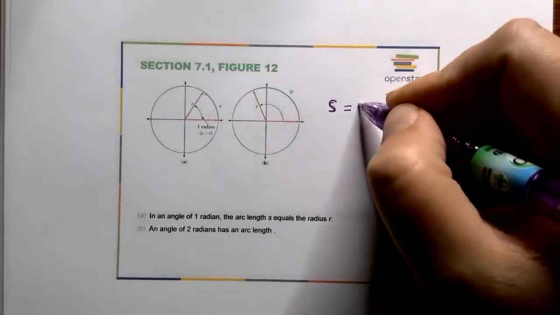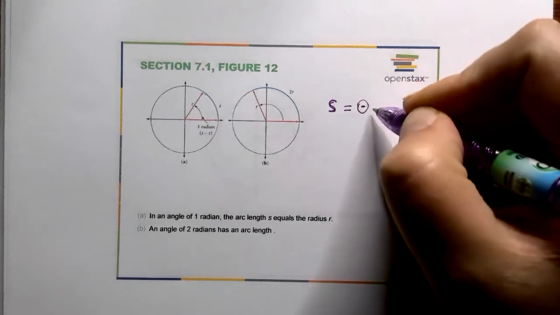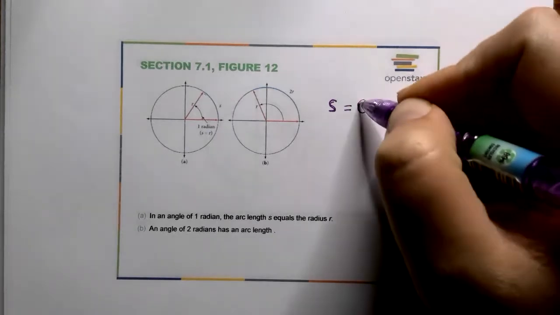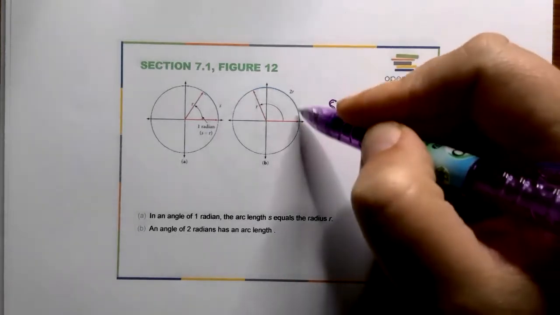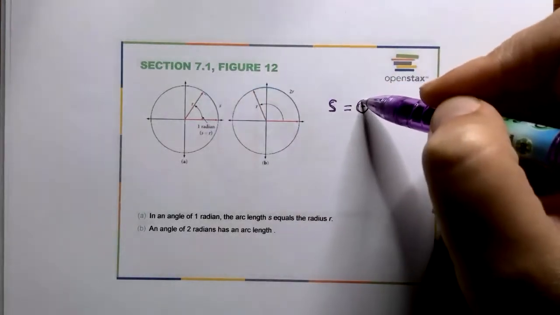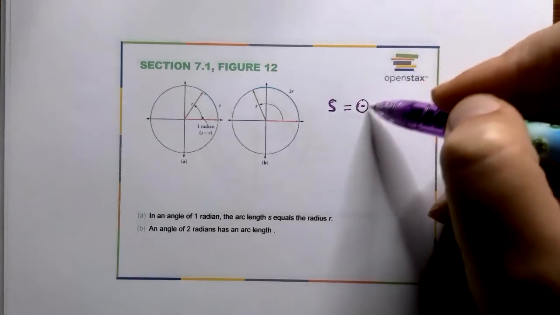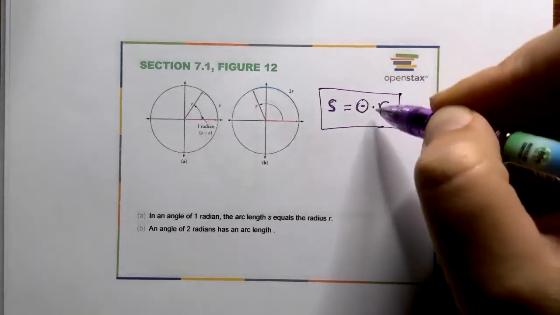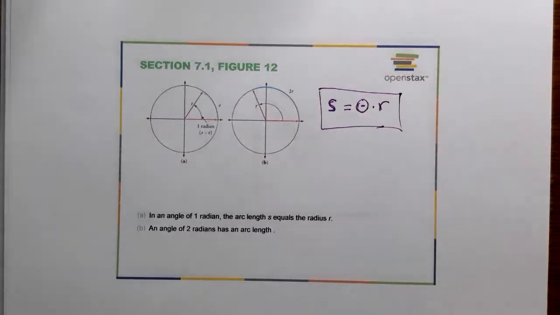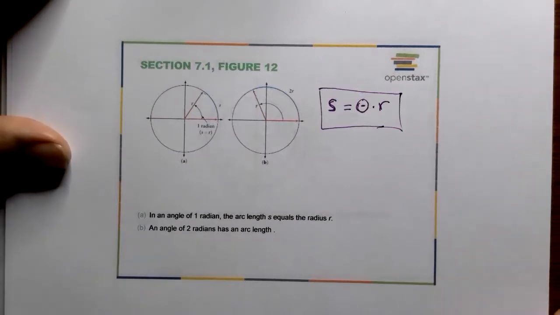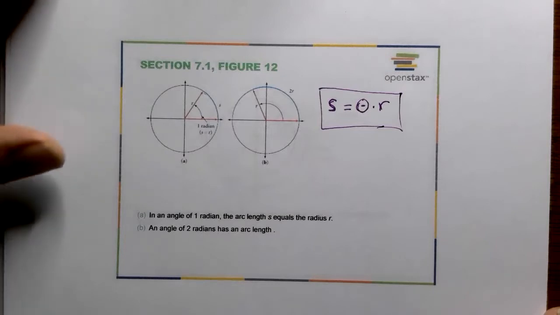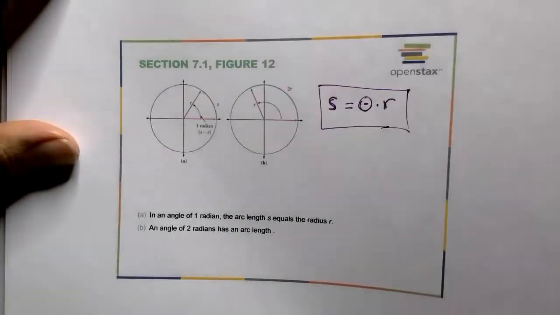So it's the angle times the radius of the circle. So that's the direct correlation between the arc length cut out by an angle and the angle measure itself. So whenever the angle is in radians, this correlation, this formula works.